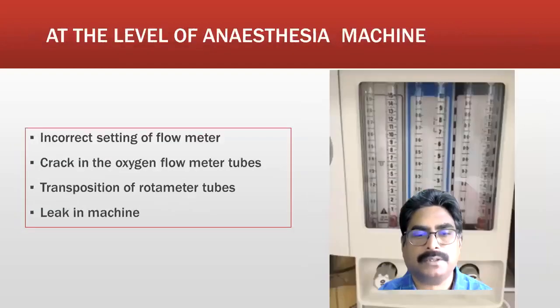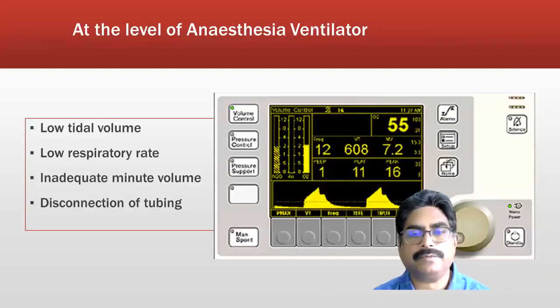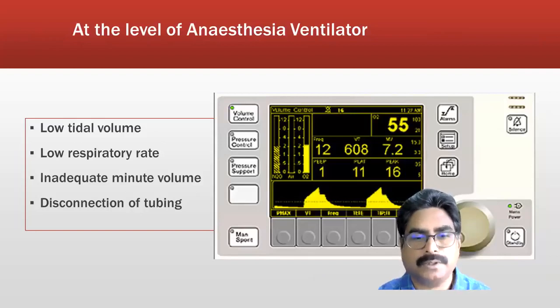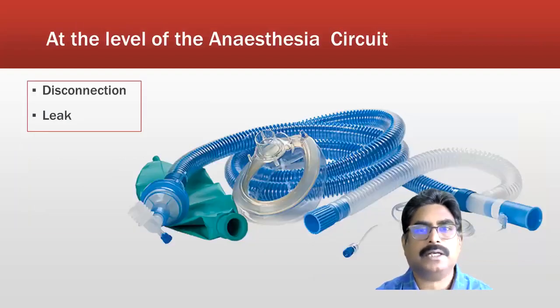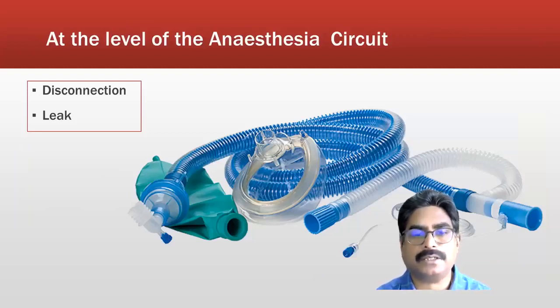So at the level of the anesthesia machine, it may be incorrect setting of the flow meter, or any crack in the oxygen flow meter which goes unnoticed, or maybe a transmission of the rotameter tubes, or a leak in the machine. At the level of the anesthesia ventilator, low tidal volume may be supplied, or low respiratory rate, or inadequate minute ventilation, or any disconnection of the tubing in the ventilator system. At the level of the anesthesia circuit, there may be a disconnection or leak.